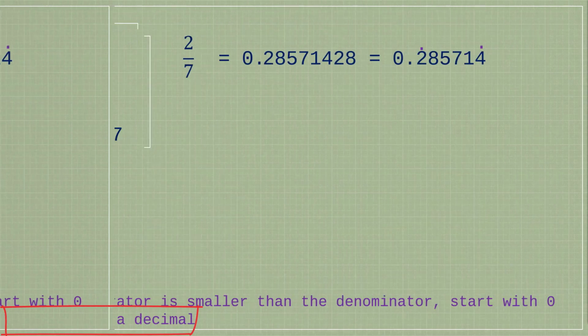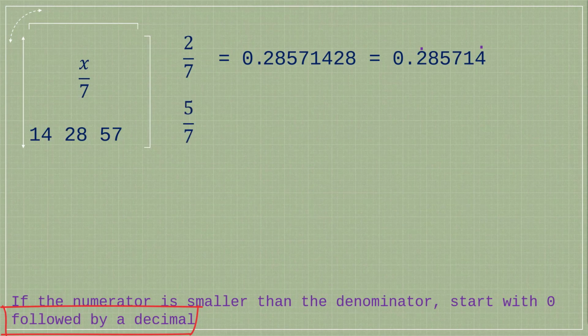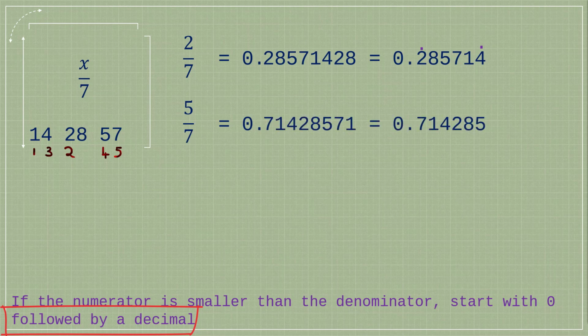5 over 7. Once again, we start with 0. Now we find the 5th smallest number from the sequence. 1 is the smallest, 2 is the second, 4 is the third, 5 is the fourth, and 7 is the 5th. So the sequence will start from 7. So it will be 7, 1, 4, 2, 8, 5, 7, 1, 4, 2, 8, 5, 7, and so on.